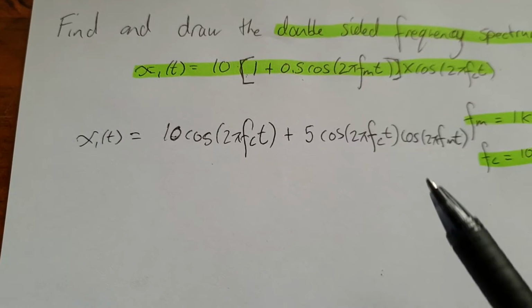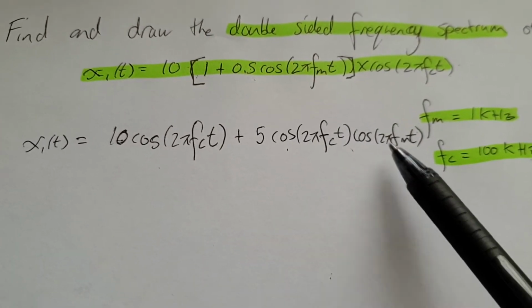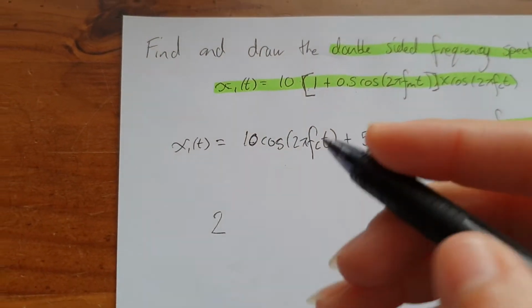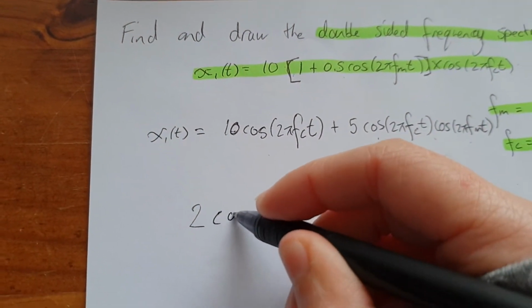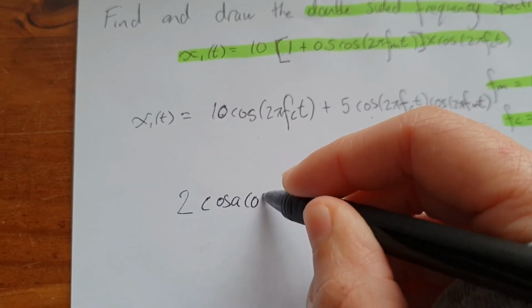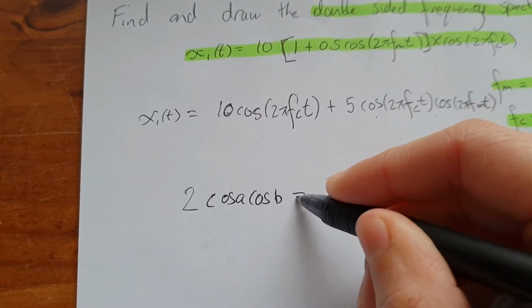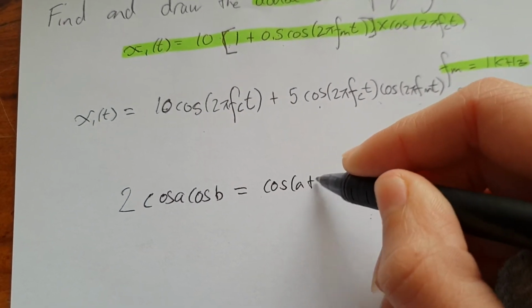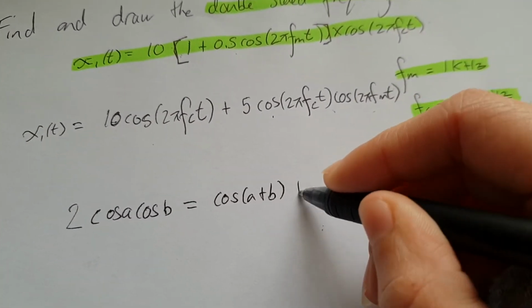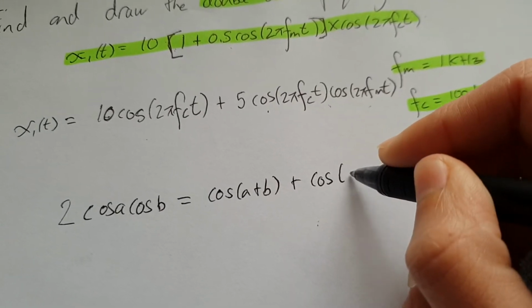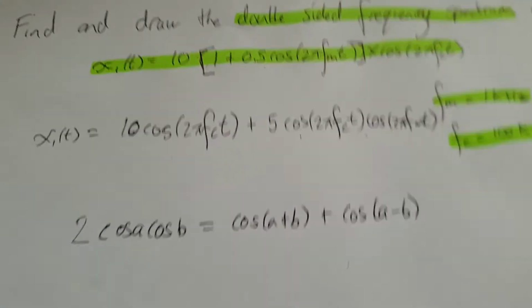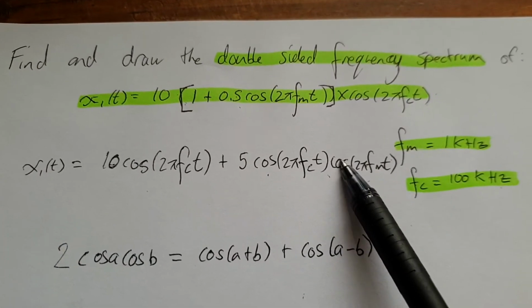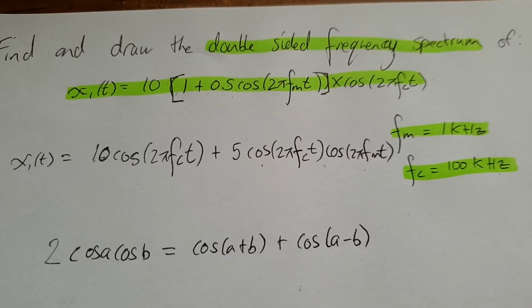We're almost there, but analyzing this bit is going to be tricky, so we have to use a trig identity, which I'm going to write down here. 2 cos A cos B equals cos(A plus B) plus cos(A minus B). So I think you can see where we're going with this. We're going to analyze this now.